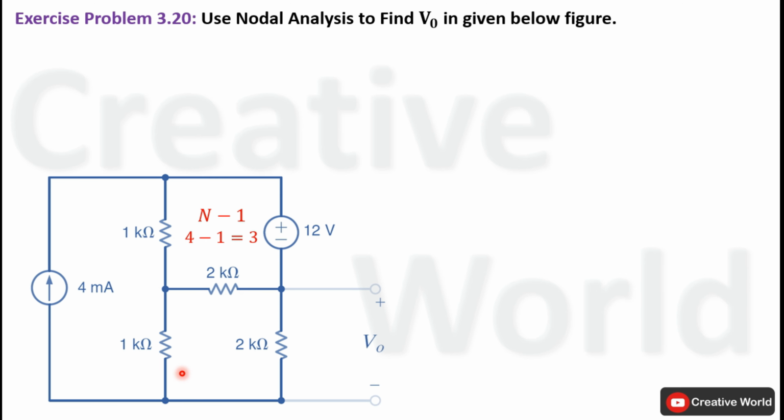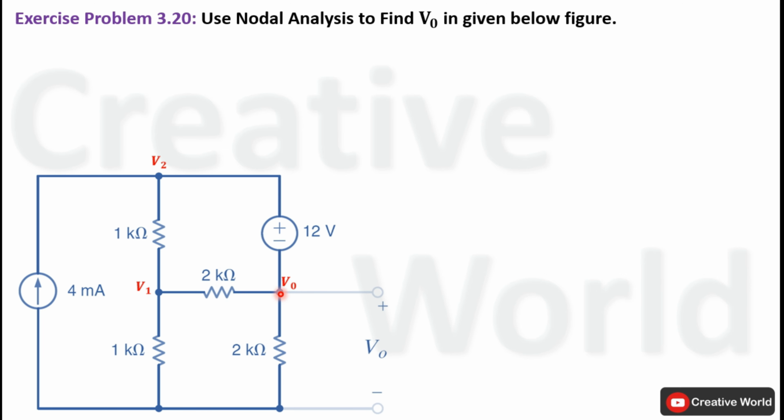In the next step, we have to label all unknown non-reference node voltages. The voltage on this node is labeled as V0 because the voltage across this 2 kilo ohm resistance is V0. Whatever the value of voltage across this resistance will be, the same voltage will appear on this node as well. Indirectly, if we know the value of this node voltage, that voltage will be equal to V0. That's why we have taken this node voltage as V0, and we will try to find it.